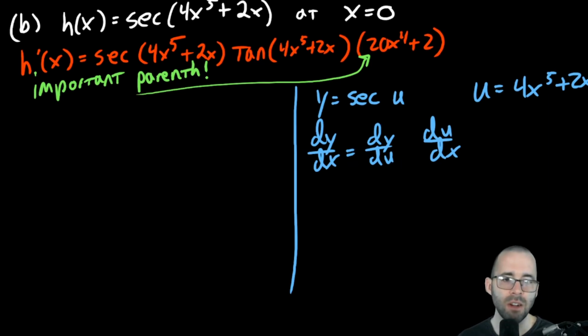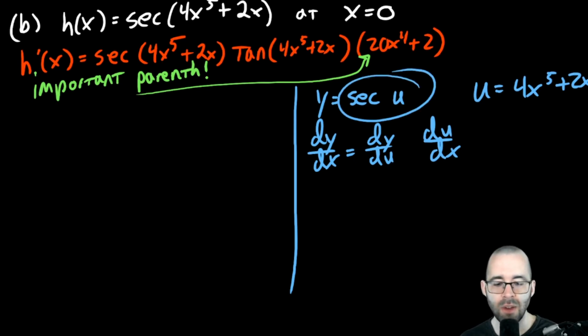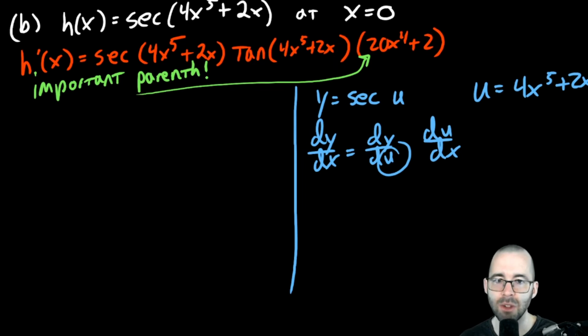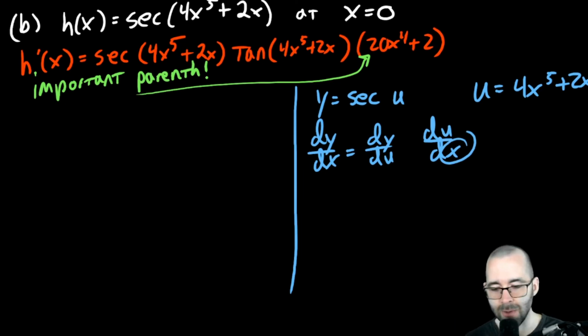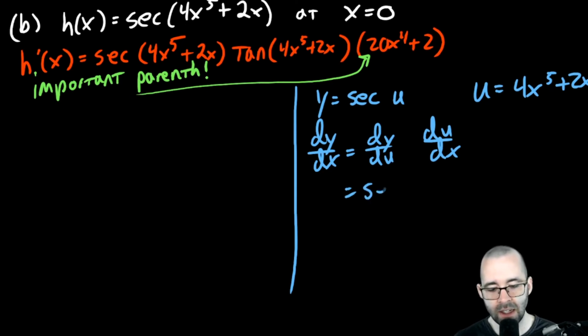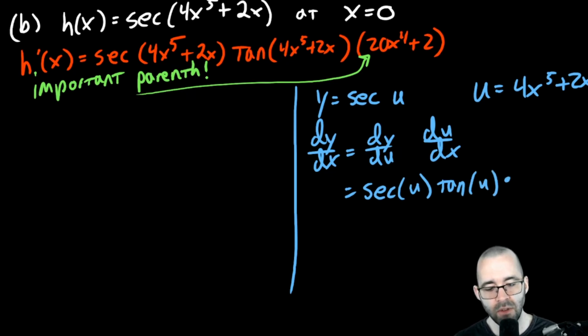In future calculus, we talk about partial derivatives. If we took the derivative of y with respect to q or some other variable, then it would just be 0 because we'd treat u as a constant. But we're taking the derivative of y with respect to u. That just tells us that u is our variable. And this is the derivative of u with respect to x. X is our variable when we take the derivative of that u. So the derivative of y with respect to u is secant tangent, times the derivative of u with respect to x, which is 20x to the 4th plus 2.